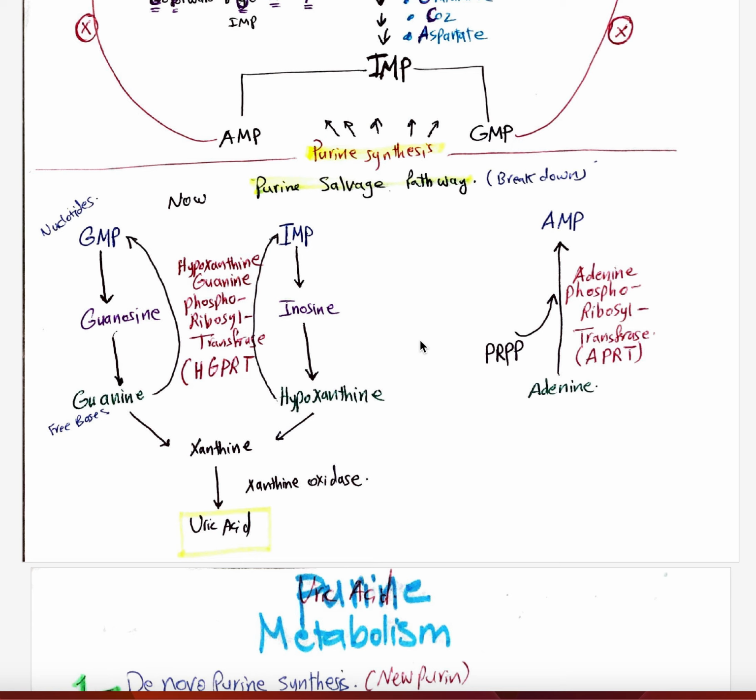So again, hypoxanthine-guanine phosphoribosyltransferase is the enzyme that is preventing the formation of uric acid from the purine.